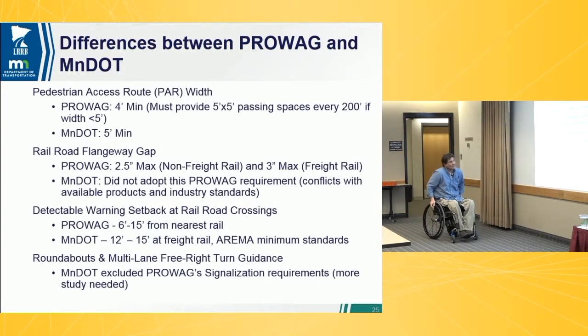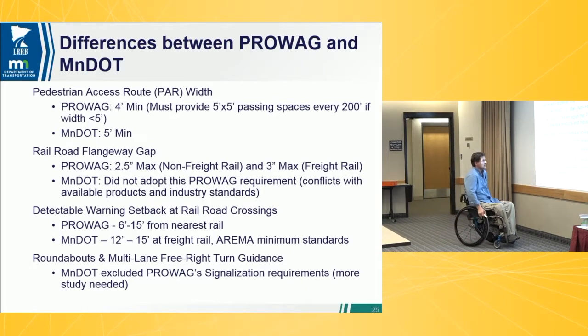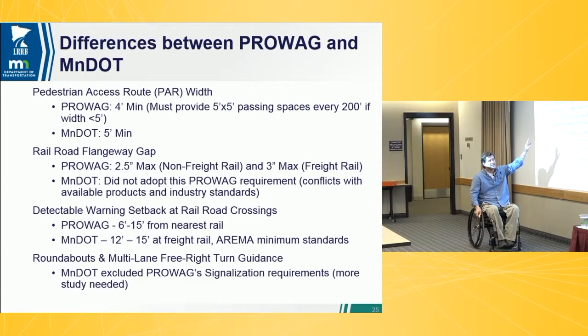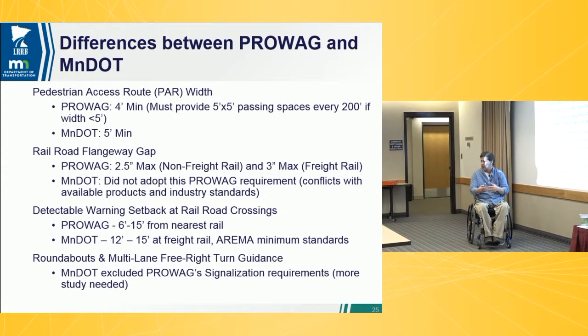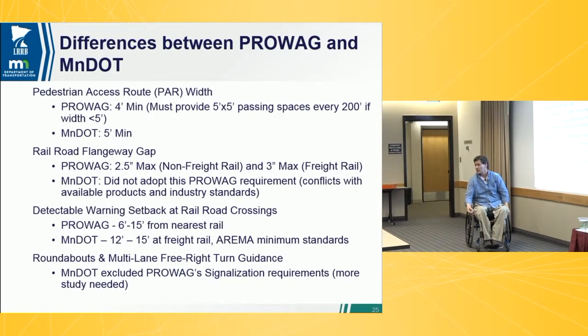So there are some differences between MnDOT and ProAg. Tim's mentioned a lot of them. They've got the 4-foot minimum with the 5x5 passing areas. MnDOT has 5-foot minimum sidewalks. There is a difference in the flangeway gap. We didn't accept that just because industry wasn't sure it was safe. It's supposed to be a 2.5 inch versus a 3 inch at a railroad flange gap, so wheelchairs don't get caught in the tracks in the crossing.